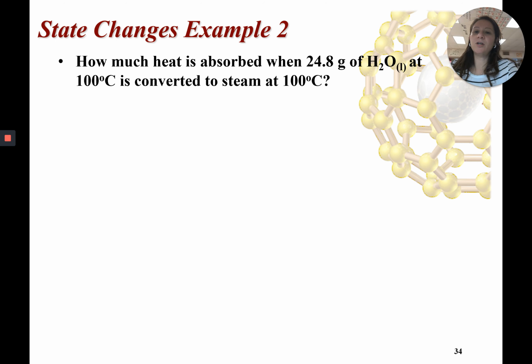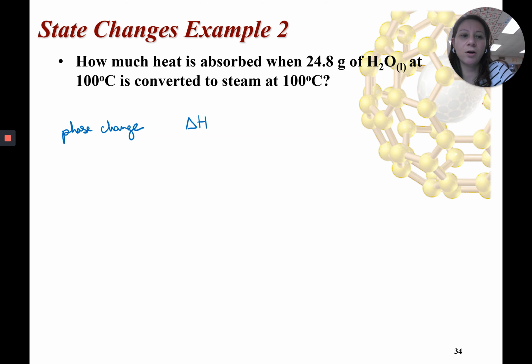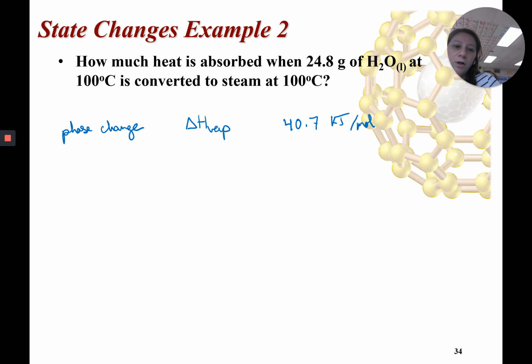Second example says, how much heat is absorbed when 24.8 grams of liquid water at 100 Celsius is converted to steam at 100 Celsius? So we'll see that our temperature is not changing, but we have a phase change in this case. So we're going to use molar heat of something. In this case, we are going from liquid to gas, so that would be molar heat of vaporization. And we know that the molar heat of vaporization is 40.7 kilojoules per mole for water.